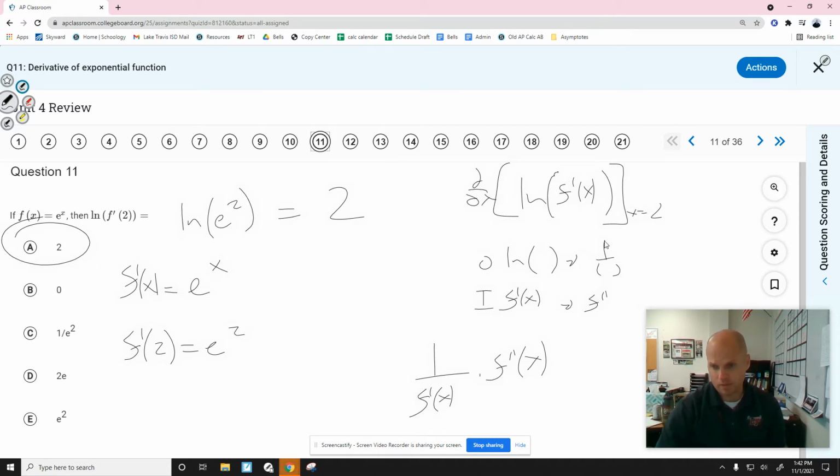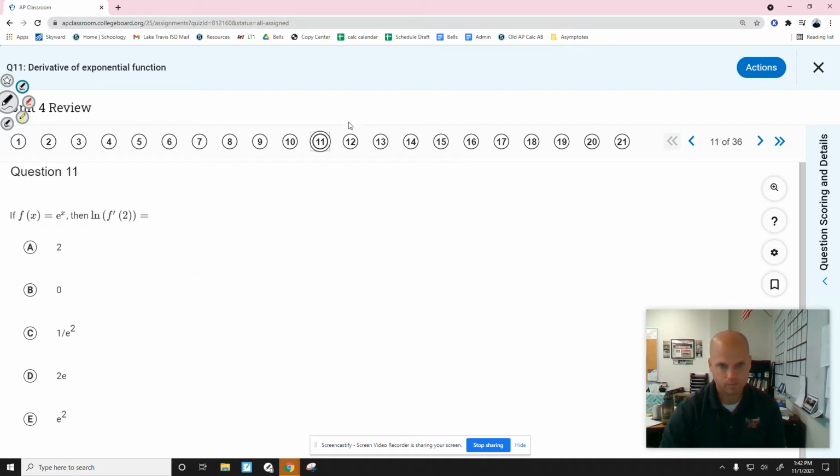Where did this come from? I just made it up, okay? This is not part of the problem. It's just, remember the chain rule. Here, you just need to find f prime of 2, plug it into the log, and know that log of e to a power is the power.